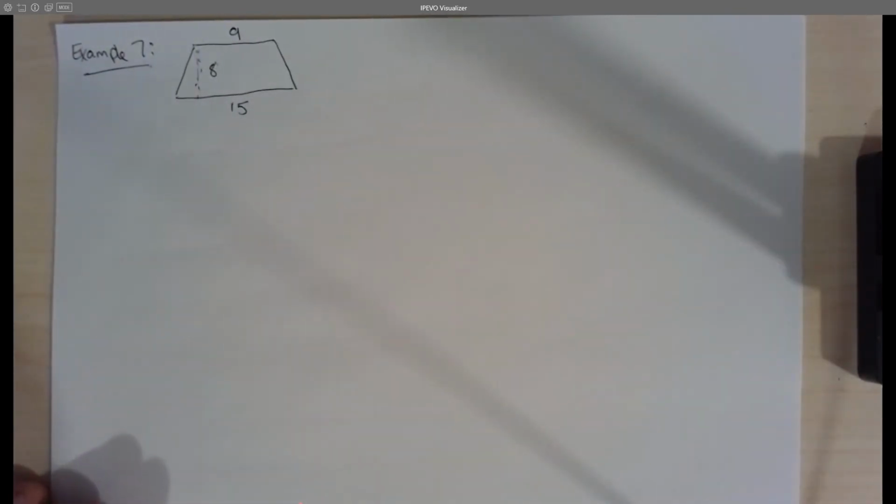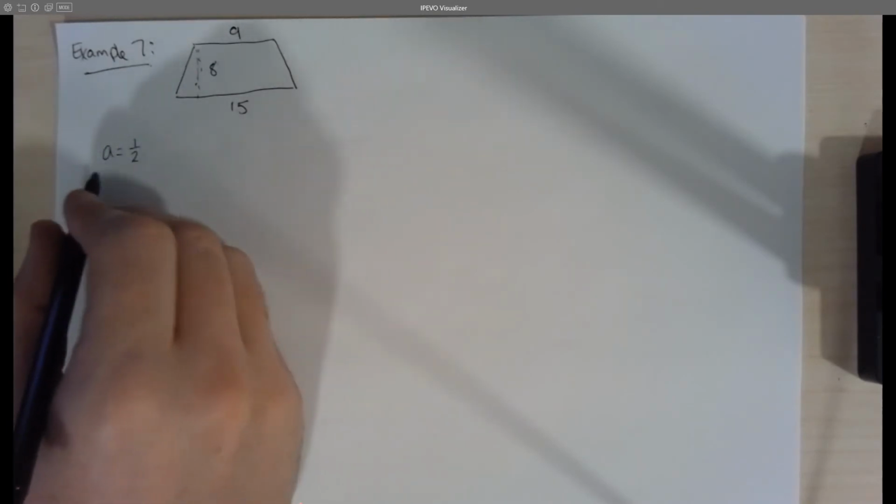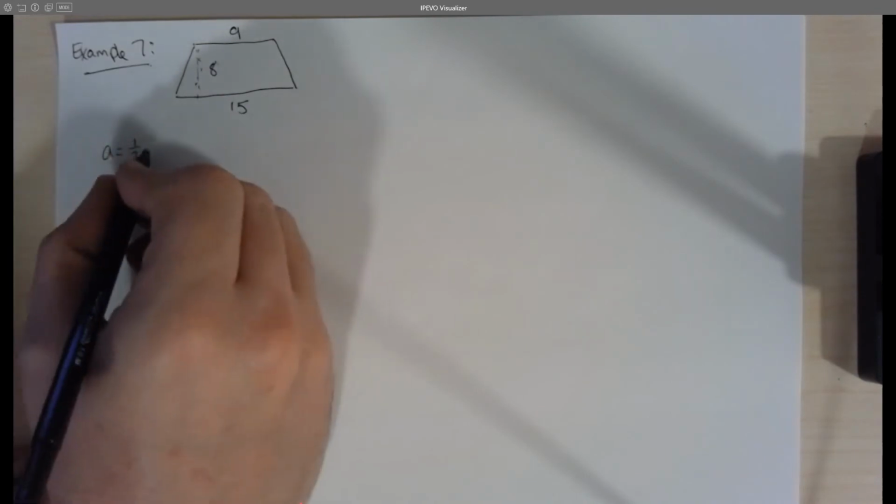It says find the area of this particular shape. Well, remember that area equals 1/2. Sometimes I like to write it this way, sometimes I write 0.5, sometimes I do divided by 2. There's no wrong way to do that. They work all ways. It's just a matter of what you're more comfortable with.